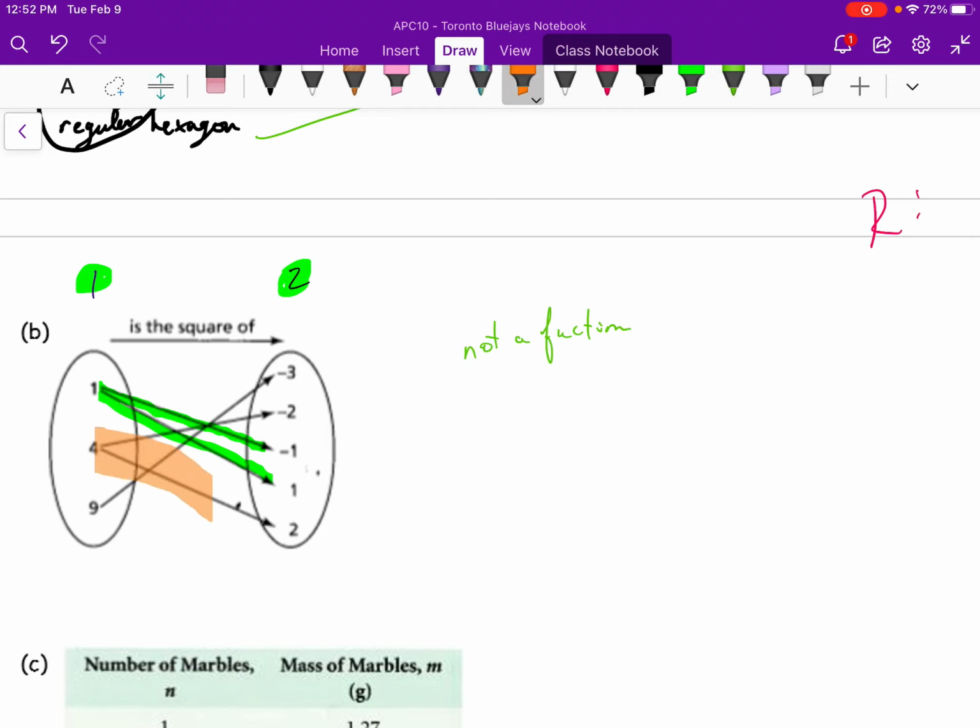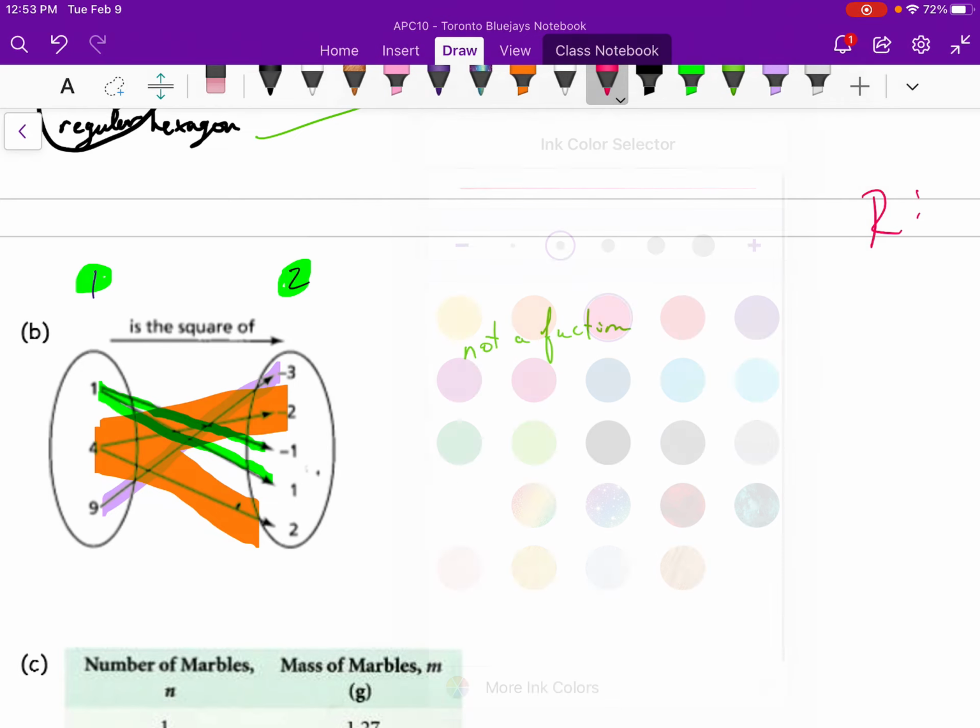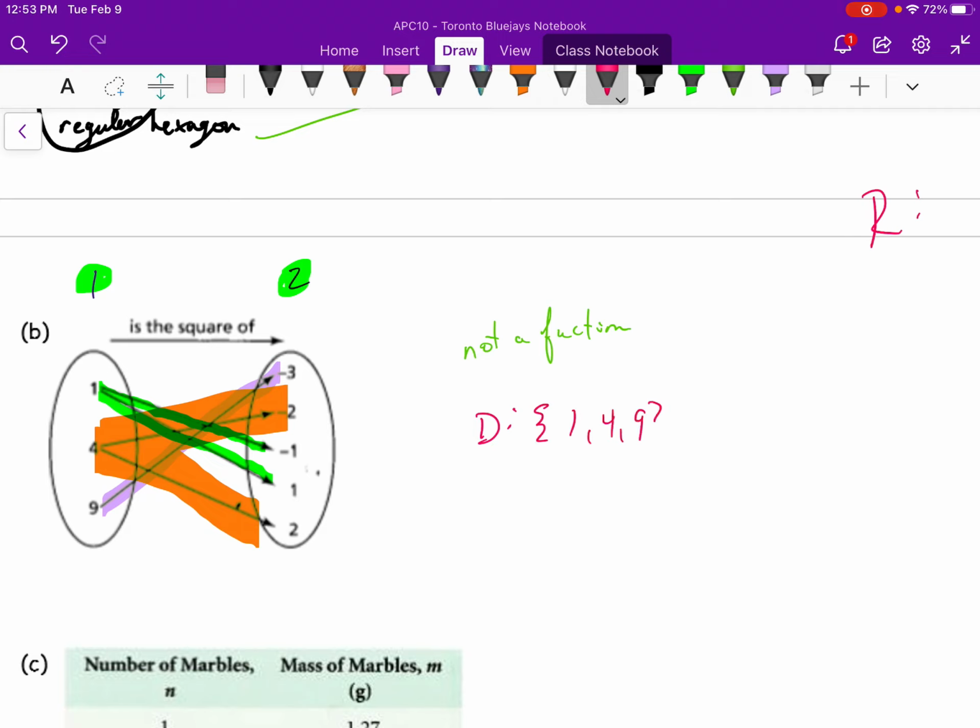And further, 4 is the square of 2 and negative 2. Additionally, 9 is the square of negative 3. And what's not included is also 3. But regardless, it's not a function. But it still has a domain and range. My domain for this function is going to be 1, 4, 9. My range is going to be negative 3, negative 2, negative 1, 1, and 2.